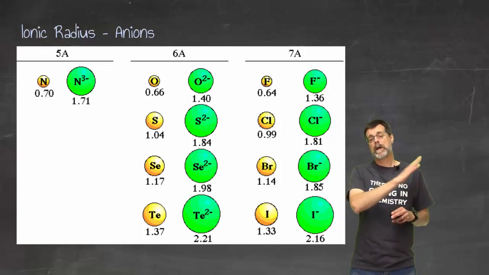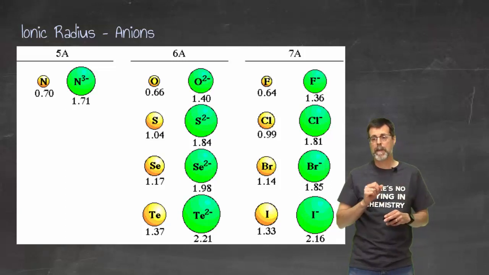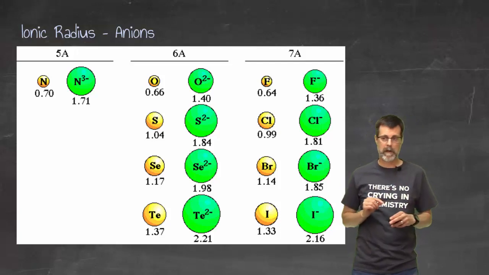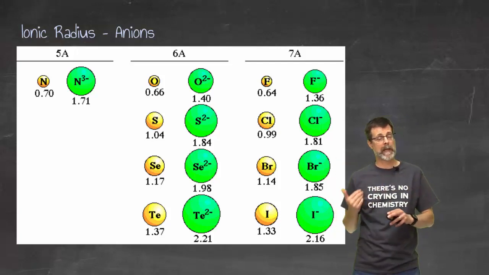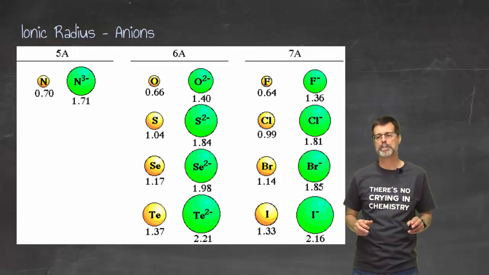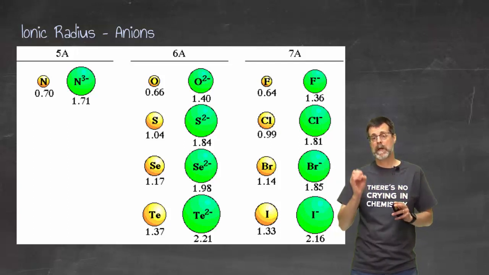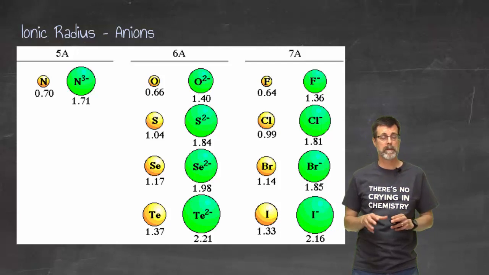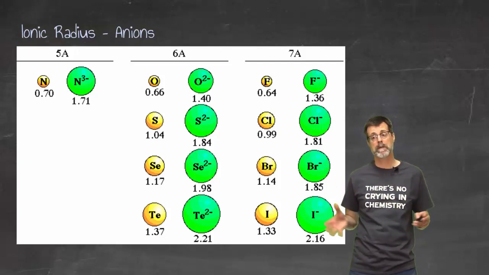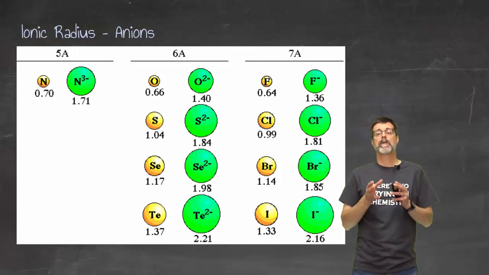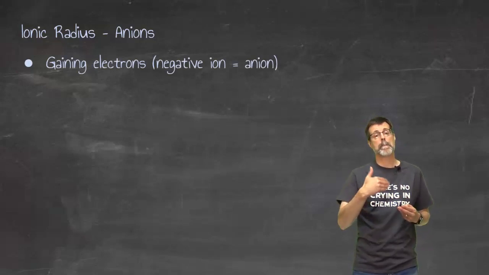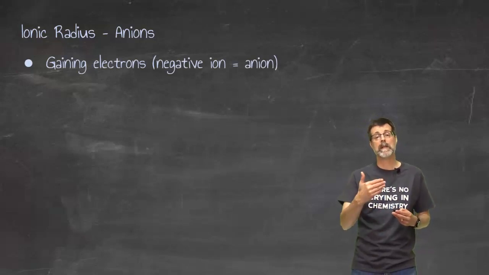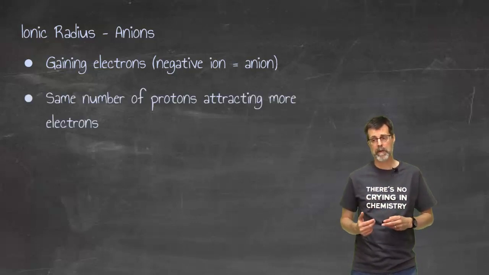If I go to the other side, the nonmetal side, where I'm making negative ions, or in this case anions, and by the way, I never really use the term cation or anion outside of this presentation. The green circles are the ions, and the yellow circles are still the neutral atoms. So you notice the green circles are always larger. The reason for that is I'm gaining electrons, which means I'm putting more electrons in, which means I'm increasing the amount of electron-electron repulsion.